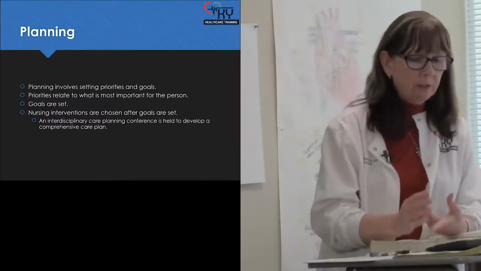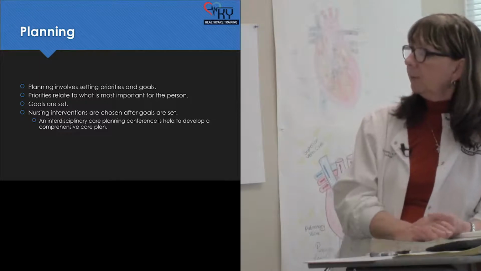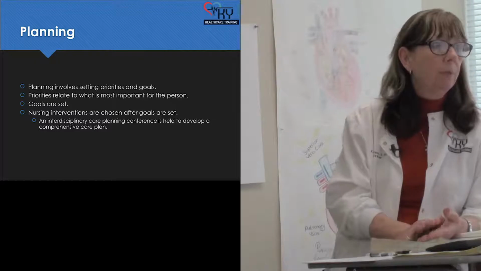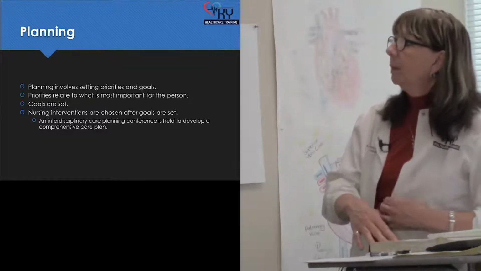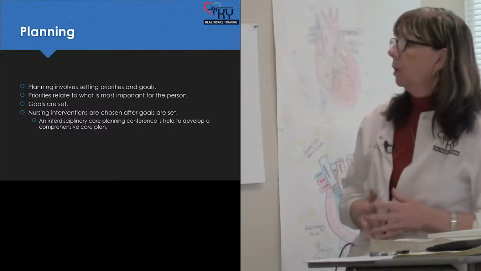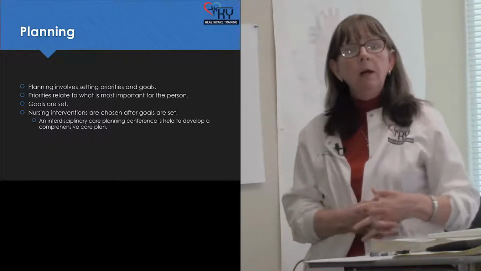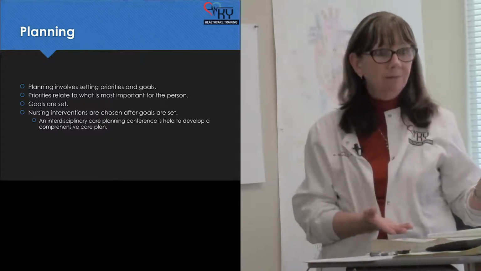All right, after the assessment is made and the nursing diagnoses are together, then we have to plan. What are we going to do with these diagnoses? What are we going to do to make these problems better or tolerable? Planning involves setting priorities and goals. The priorities relate to what's most important for the person. So, at risk for falls, the goal would be to not fall.